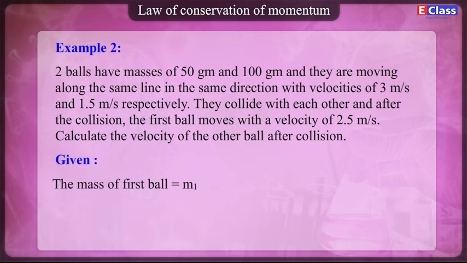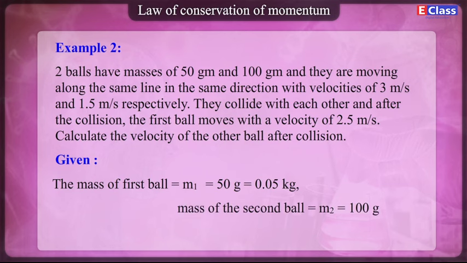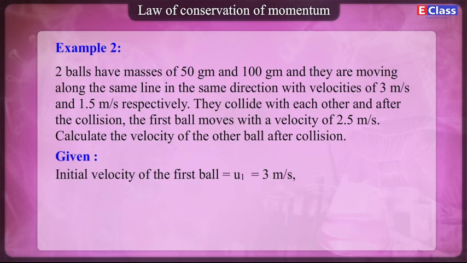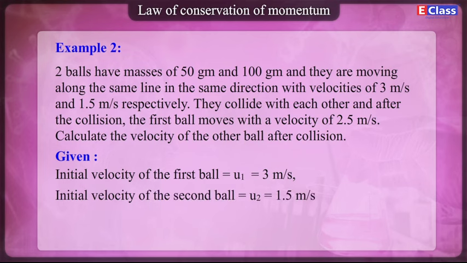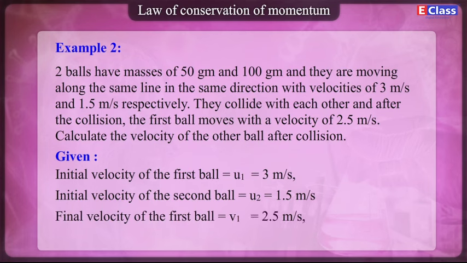Given, the mass of the first ball is equal to m1, which is equal to 50 grams, which is equal to 0.05 kilograms. Mass of the second ball is equal to m2, which is equal to 100 grams, which is equal to 0.1 kilograms. Initial velocity of the first ball is equal to u1, which is equal to 3 meters per second. Initial velocity of the second ball is equal to u2, which is equal to 1.5 meters per second. Final velocity of the first ball is equal to v1, which is equal to 2.5 meters per second. Final velocity of the second ball is equal to v2, which is equal to how much?